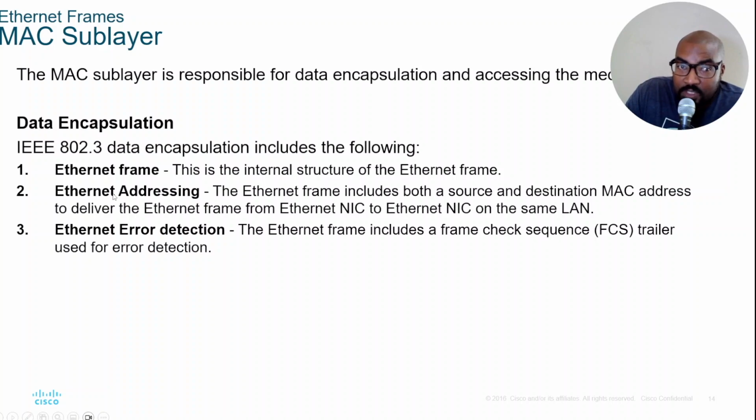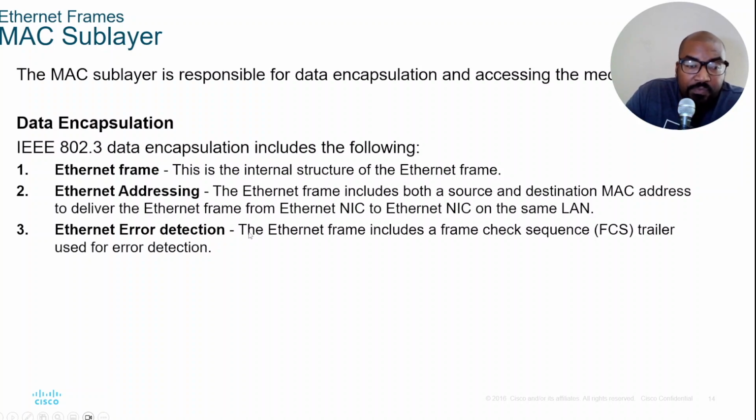Ethernet addressing. The Ethernet frame includes both source and destination MAC addresses to deliver the Ethernet frame from one Ethernet network interface card to another Ethernet network interface card on the same local area network. So very important: as long as they're on the same network, they can address each other.